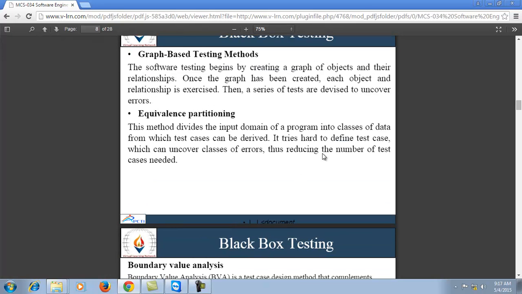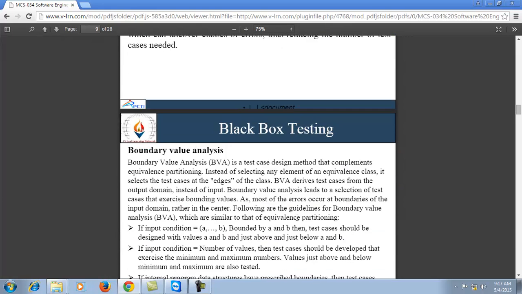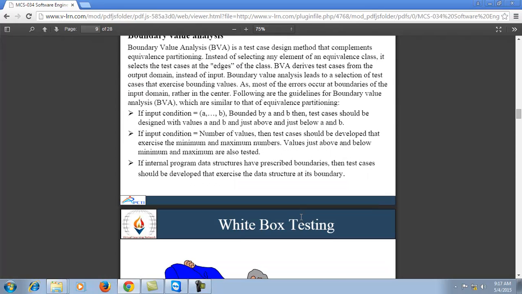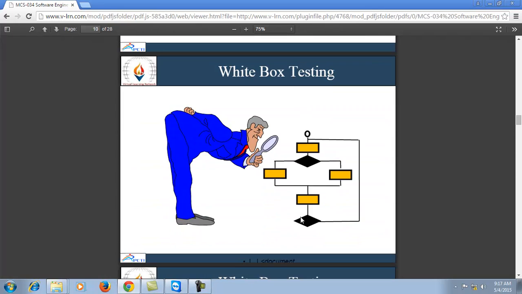Next approach is graph based testing method, equivalence partitioning, boundary value analysis testing. These are basically the testing techniques that we apply onto the software part. You should be aware of these terms.